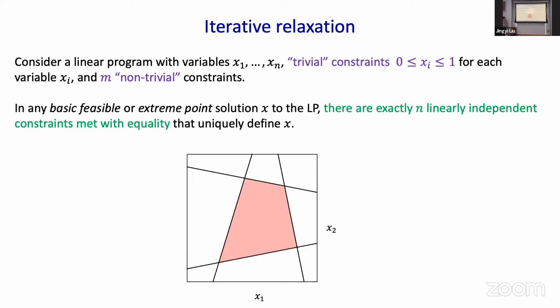Okay, then we know that in any basic feasible or extreme point solution to this LP, so if we're at a vertex of this polytope, there must be exactly n, or dimension many, linearly independent constraints that are met with equality that uniquely define this vertex, right? This is a very well-known fact. So in 2 dimensions, if you're optimizing some function over this polytope, you're going to get 2 constraints that give you your vertex.